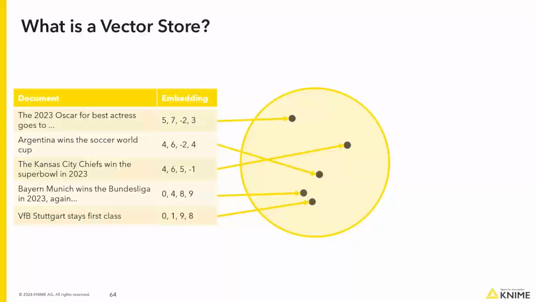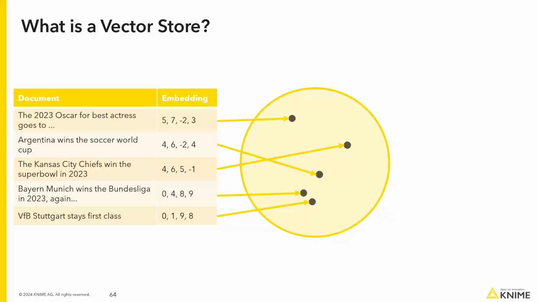Okay, so now that we know we need an embedding model to transform our text into vectors, we can store those numeric representations in what is called a vector store. Vector stores are basically special databases that are optimized for fast searches and fast similarity searches and matches. In this table, we have different texts: some are talking about soccer, and some are about Oscar movies.